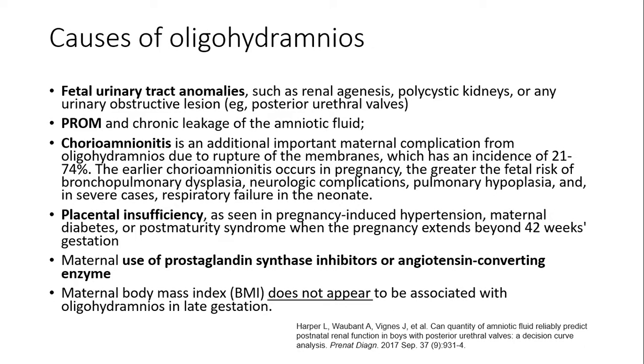One of the important maternal complications is chorioamnionitis, because of ruptured membranes or ascending infection from the vagina through the cervix. The earlier chorioamnionitis occurs in pregnancy, the greater the fetal risk of bronchopulmonary dysplasia, neurologic complications, pulmonary hypoplasia, and in severe cases, respiratory failure of the neonate.